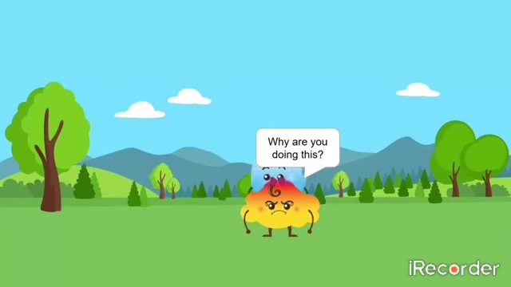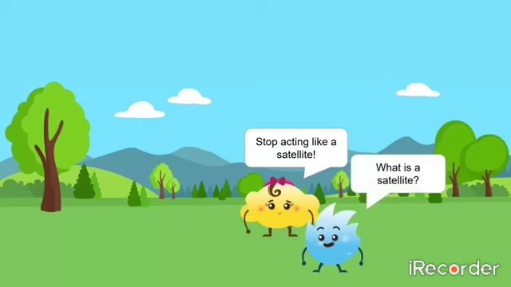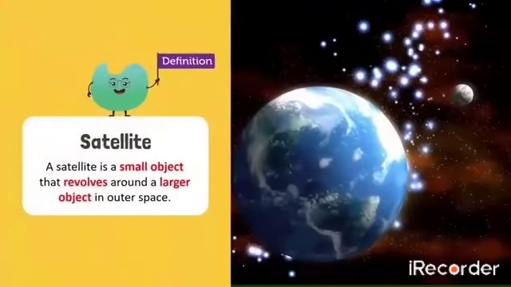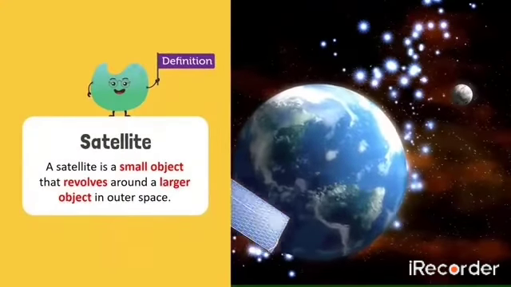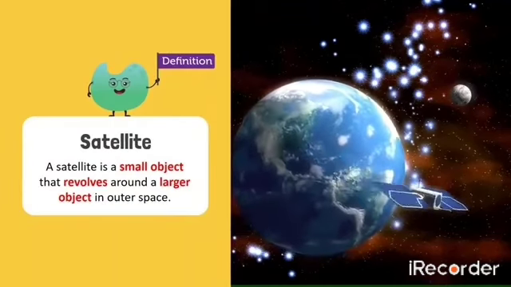Spiky! Why are you doing this? Stop acting like a satellite. What? A satellite? What is a satellite? A satellite is a small object that revolves around a larger object in outer space.